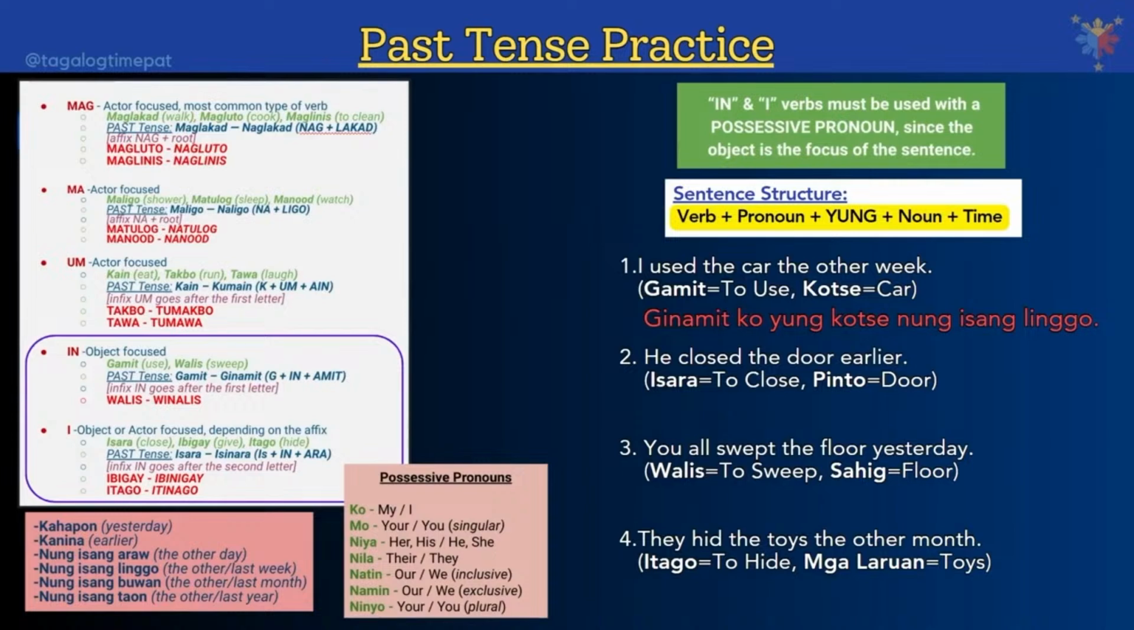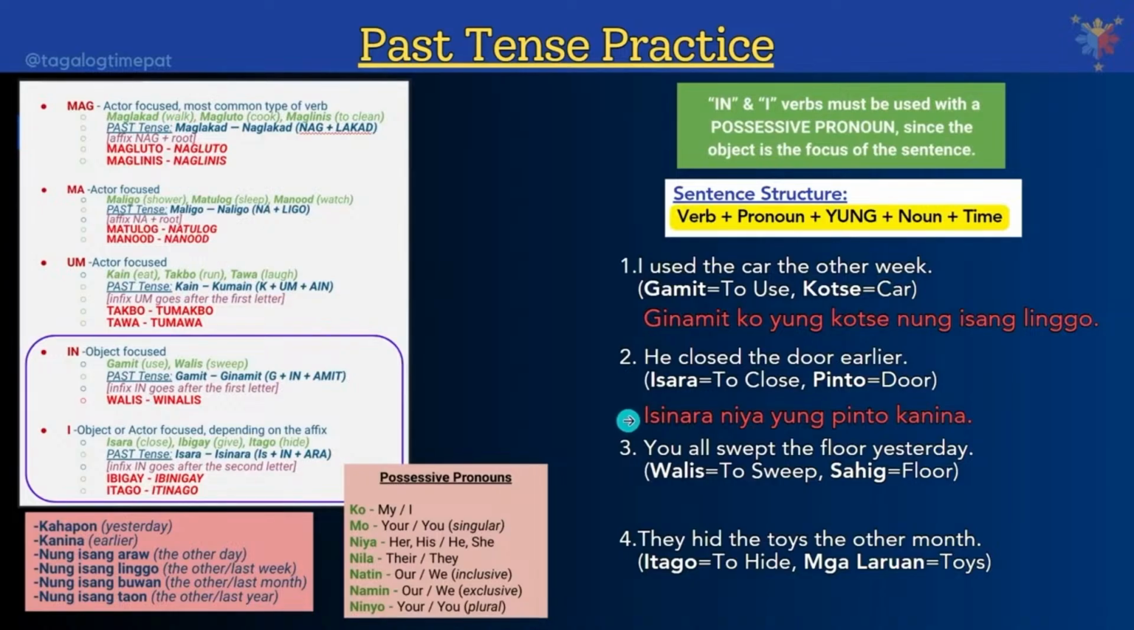All right, let's go ahead and start with number 2. He closed the door earlier. Isara means to close. Pinto means door. This would be, isinara niya yung pinto kanina. Isinara niya yung pinto kanina. He closed the door earlier.